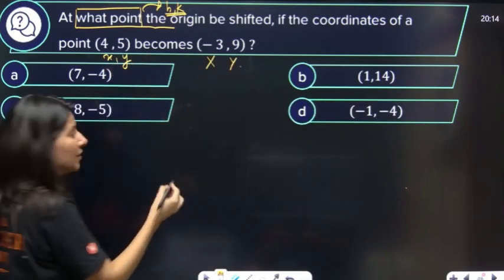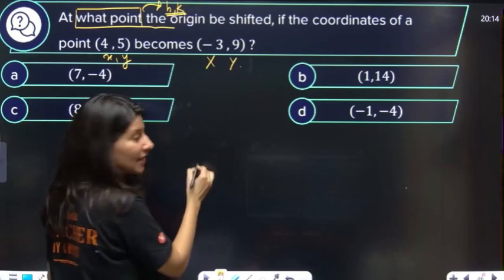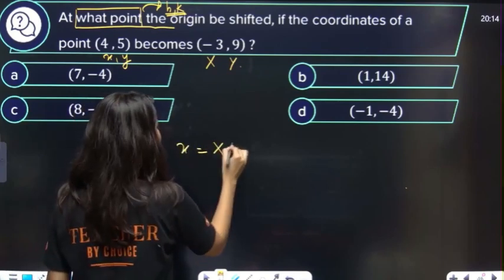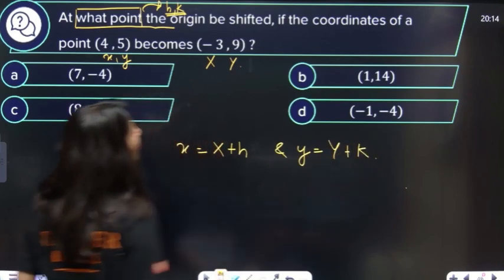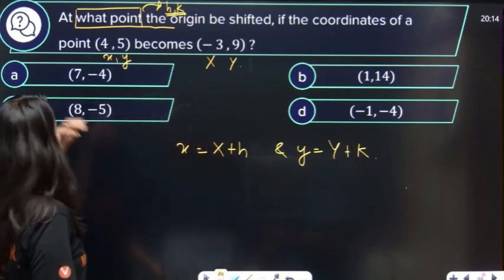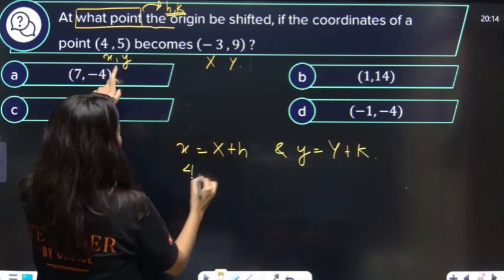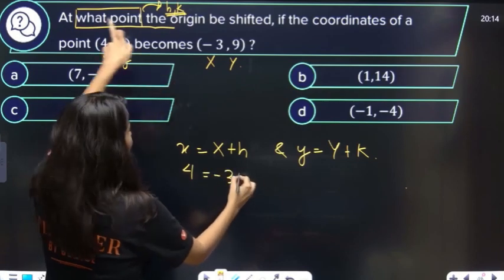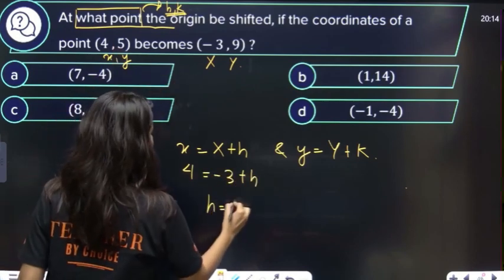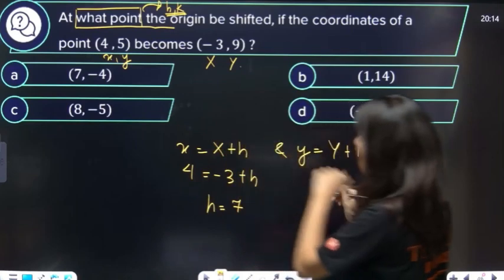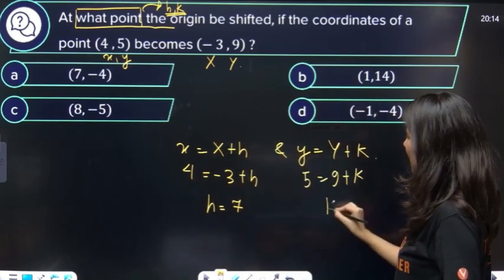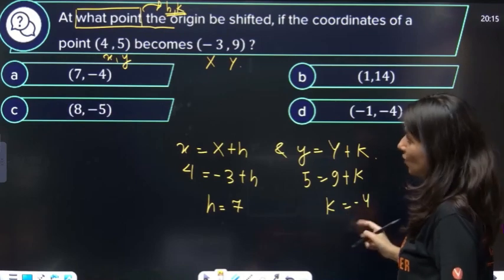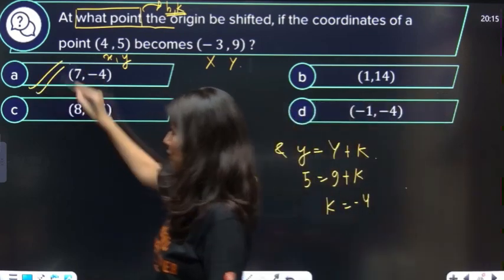Now you remember the formula? The formula is nothing but x is equal to capital X plus h, y is equal to capital Y plus k. So now small x, 4, is equal to minus 3 plus h. h is 7. Similarly, small y, 5, is equal to 9 plus k. So k is going to be minus 4. 7 comma minus 4. Option A.